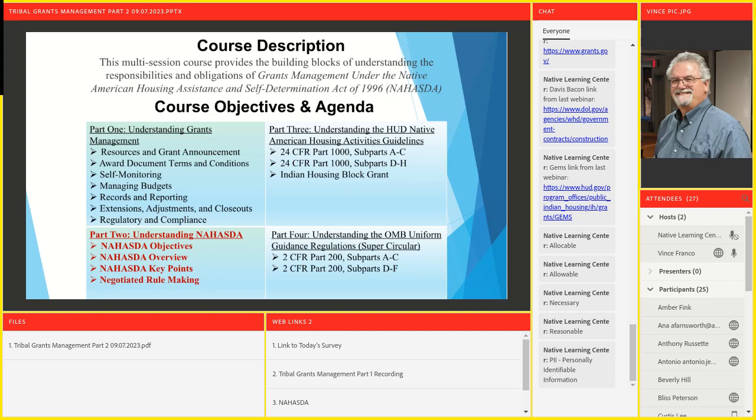In this case, since the Native Learning Center was an Indian Housing Block Grant recipient, we had to go through ONAP, which is a HUD derivative. It's an office of HUD. And if anything happened that was out of the ordinary, we probably needed to have approval from the HUD office.